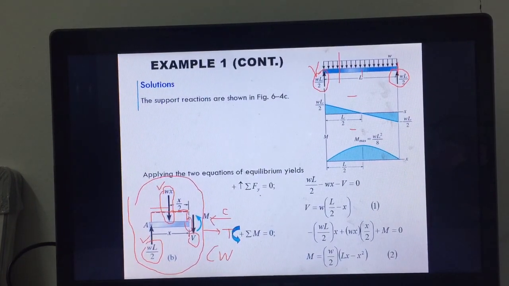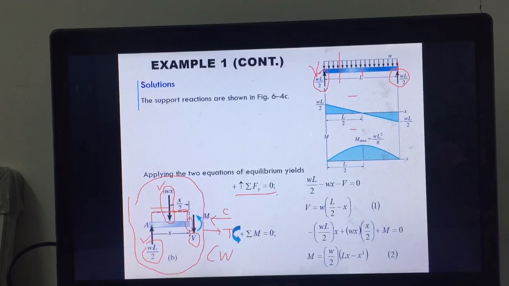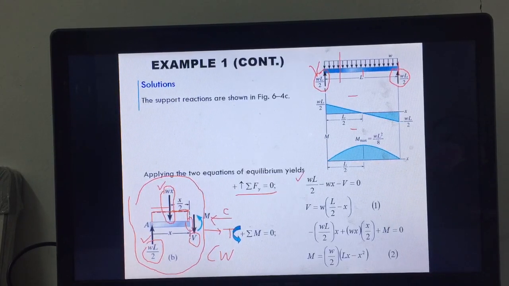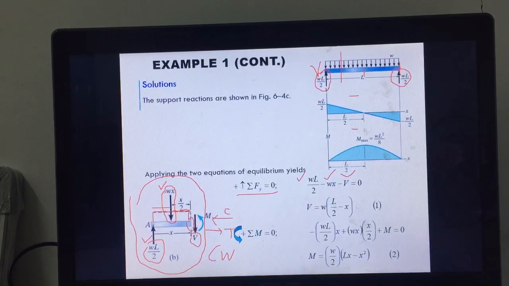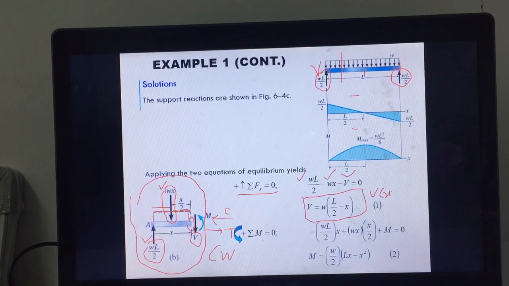So if you do the summation of forces in y direction equals to 0, you have WL over 2, you see, WL over 2 here, and then you have minus Wx, and then you have minus V equals to 0. And then you rearrange this, so V will be equal to this. Okay, so this is the V of x.